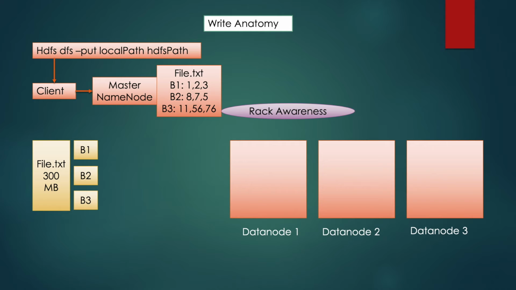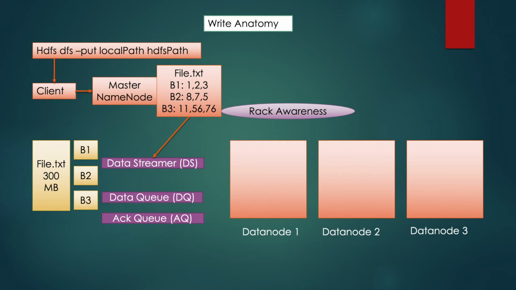This metadata will be sent to the data streamer. The write anatomy has three inbuilt processes in it: the data streamer, data queue and acknowledgement queue. So this master node will send this metadata to the data streamer, and the two other components are data queue and acknowledgement queue. What this data streamer does is, it will split the block B1. I'm reminding that we are now seeing the data transfer of only block B1.